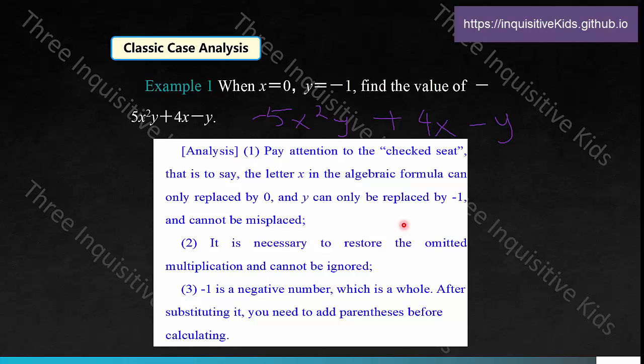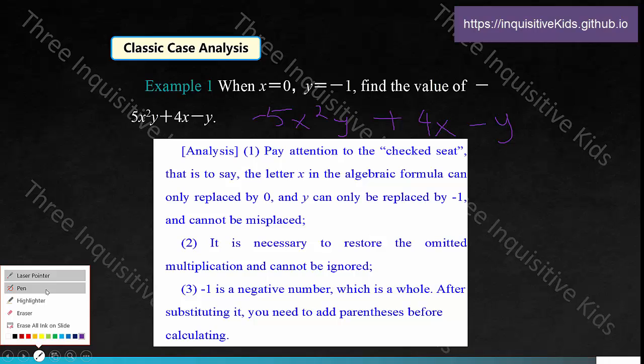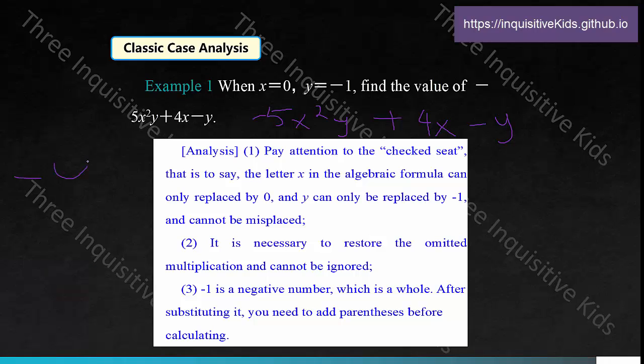And over here, you see that when you plug 0 in, 0 multiplied by something, the product is always going to be 0 itself. And so is the same over here. So that would become 0 plus 0 minus y. But y is equal to -1. So minus y would be equal to minus -1.